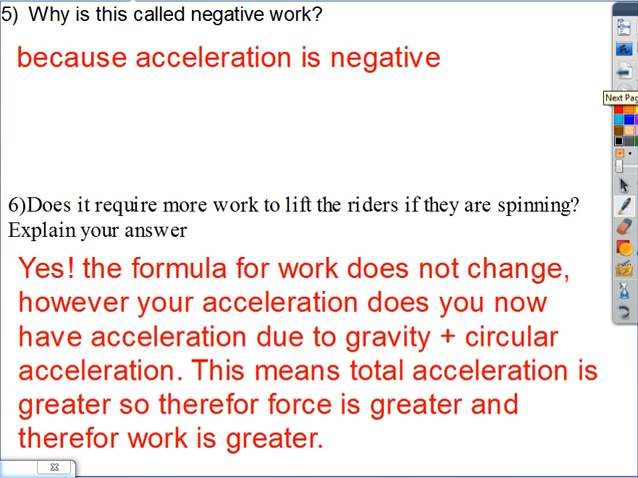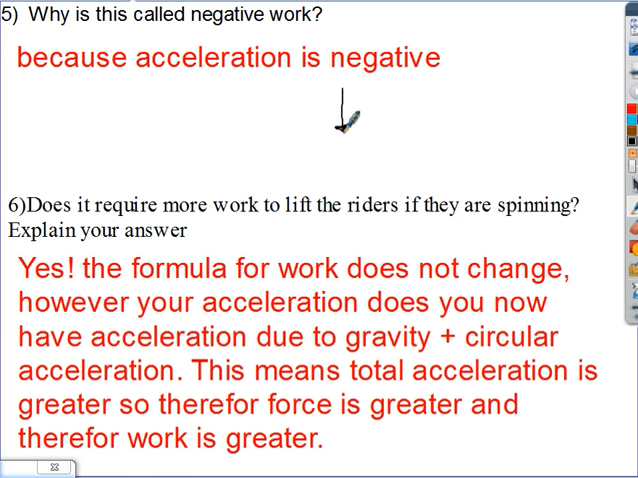And then it says why. Why is it negative? Because the acceleration is negative, because you're going down, so you would end up with a negative force, and that would be a negative work.